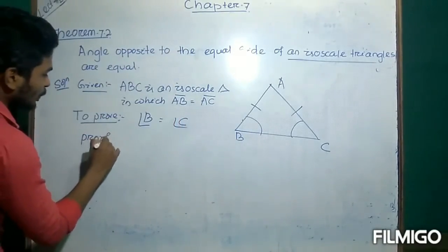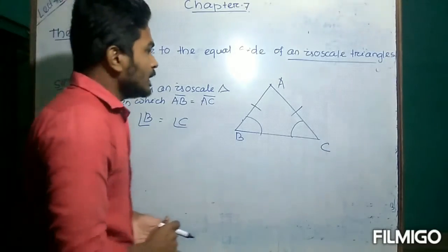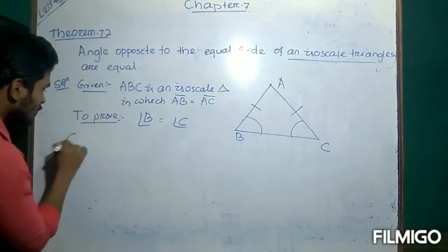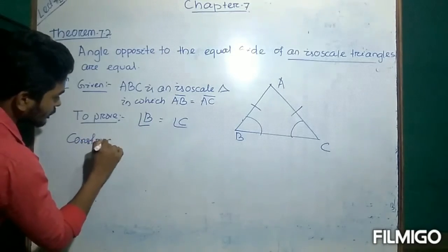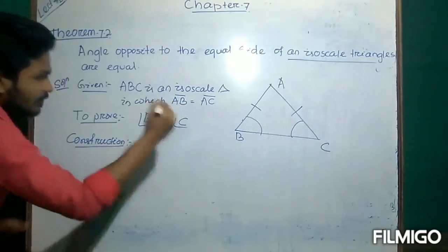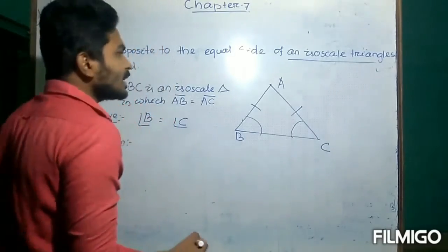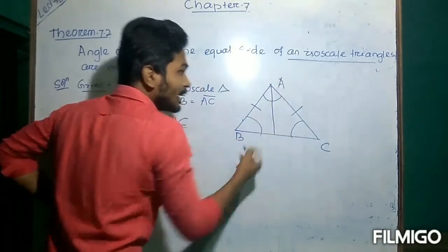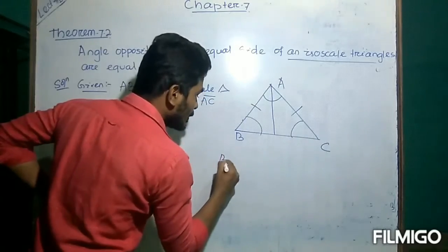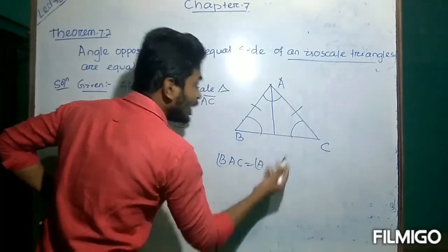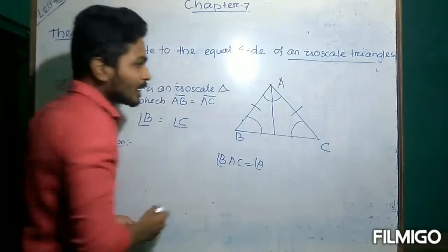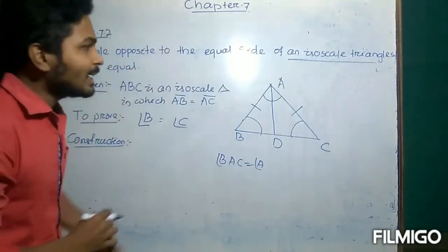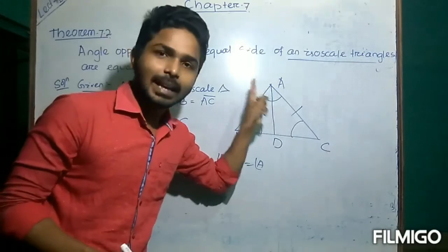Now proof. How can we prove them? Let's see. In order to prove it, we have to construct something. What do we construct? So let us first write construction. Here let us construct an angle bisector of A. This is the angle A, BAC. Now we have to draw an angle bisector of A, such that this angle bisector meets BC at a point D. Okay, so AD is the angle bisector of angle A.